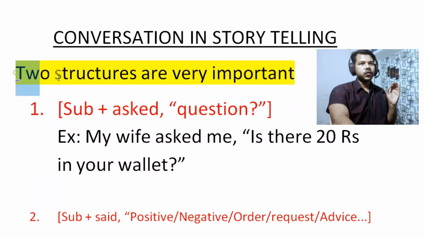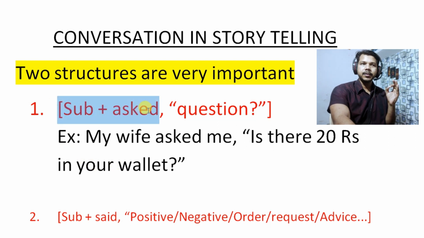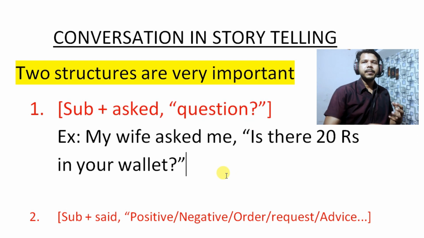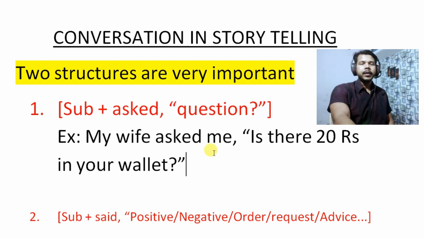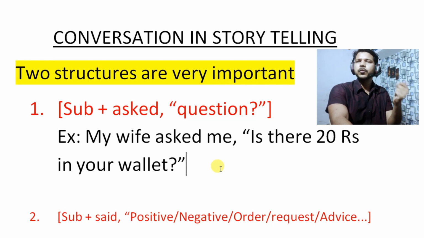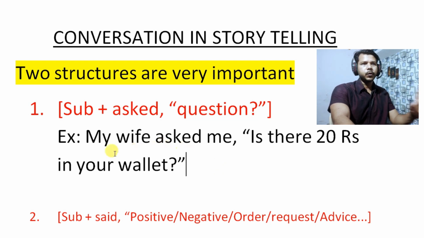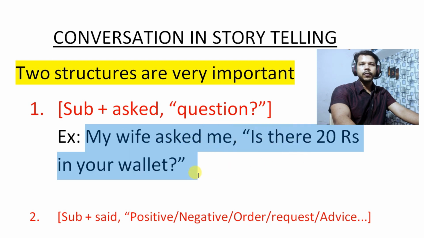But suddenly I will start showing you that question and answer also, like what I asked and what my sister replied. So that conversation has to be shown in my story. So what is the way? Let's get started everyone. Two structures are very important. The first structure is subject plus asked and then question. It means if I am telling you a story, there is a situation when I have to say, like, I asked my sister, I asked my brother. Suppose here there is a sentence: my wife asked me, is there 20 rupees in your wallet?